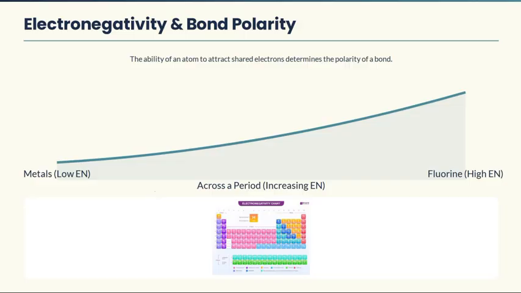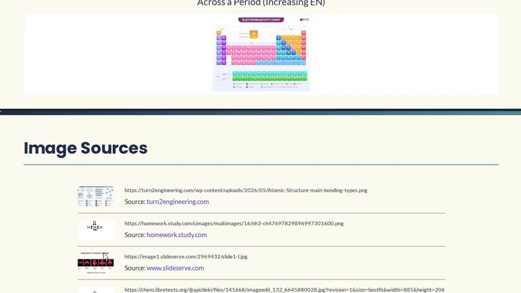But okay, here's some of the sources I used. As you can see, a periodic table increasing with, yeah. Oh yeah, the valence, I can do a whole video about the periodic table in another video.